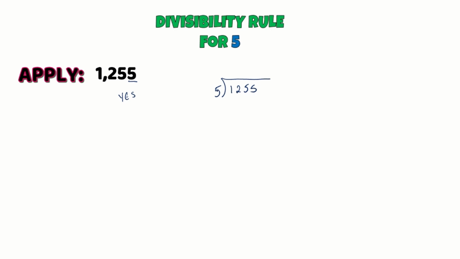1255. So 5 can't divide into 1 since it's less than 5. 5 will divide into 12 twice. 2 times 5 is equal to 10. 12 minus 10 gives us 2. We're going to bring down our 5, changing 2 into 25. 5 goes into 25 5 times. 5 times 5 is 25, and 25 minus 25 is a difference of 0.